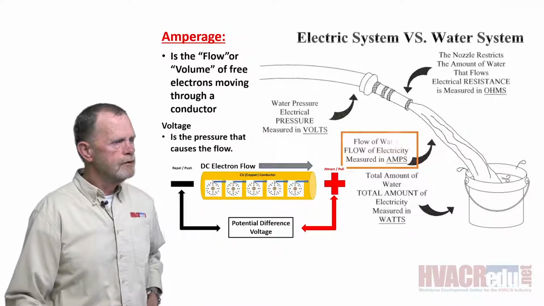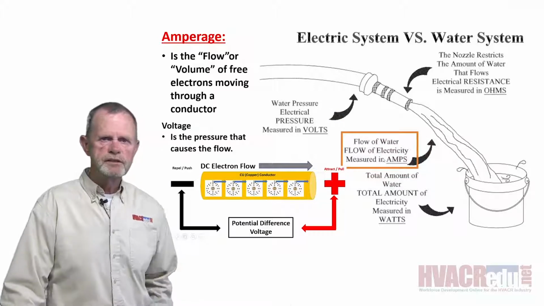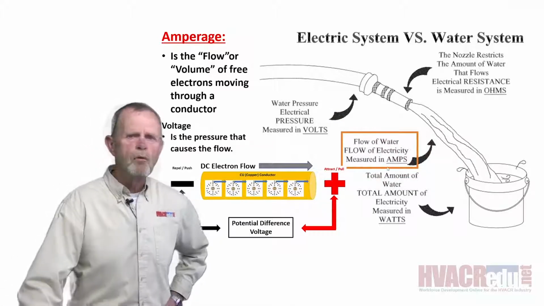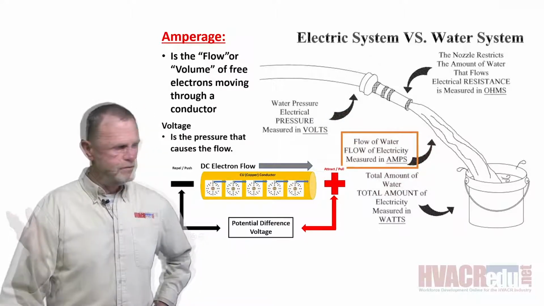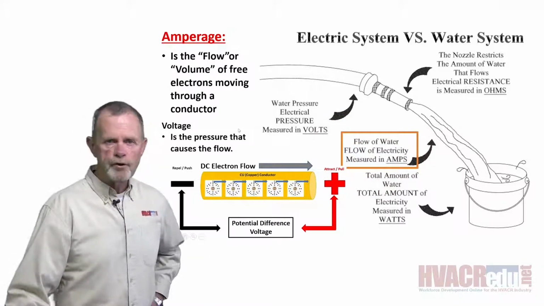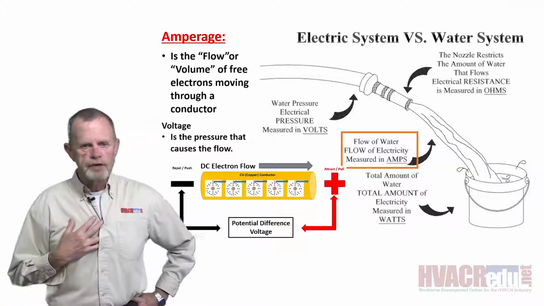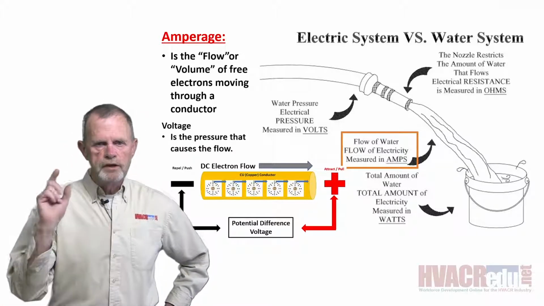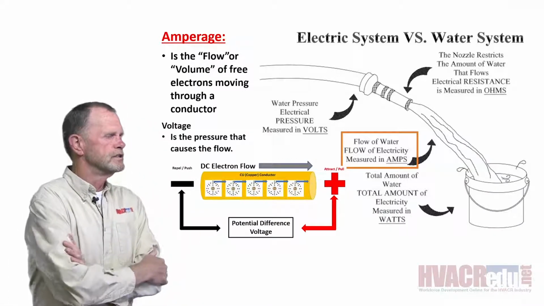So flow of water and flow of electricity. Flow of water is measured in gallons per minute or gallons per hour. Electricity is measured in amps or amperes. Okay, that's amperage, and that's something that we as technicians are going to measure every day. It's one of our really big indicators of what's going on in the electrical side of a system.